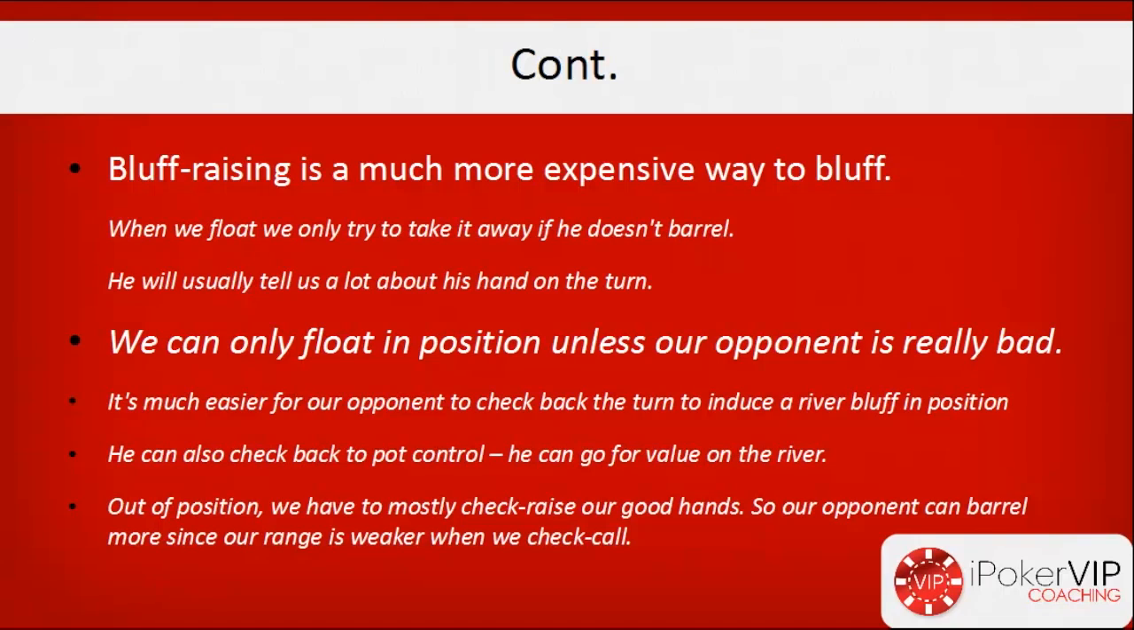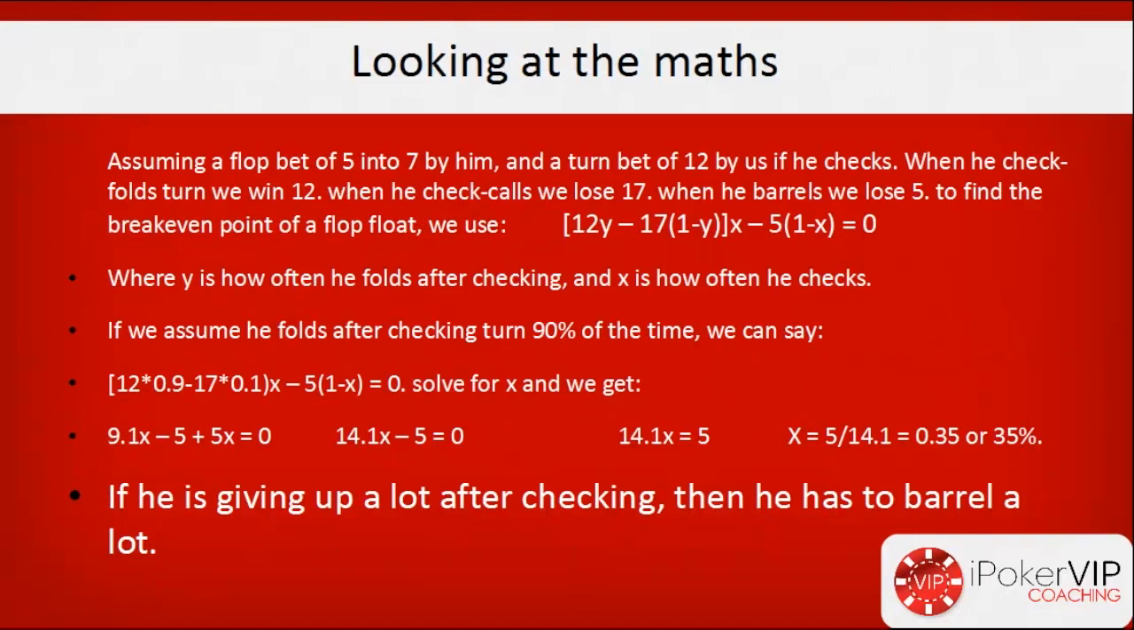So we can float a lot more in position than we can out of position, and it's a really good way of taking down the pot as opposed to bluff raising, where you're going to end up running into the nuts a lot of the time just because his c-bet contains all of his strong hands as well as all his weak hands, whereas when he c-bets and then checks the turn, usually those strong hands aren't going to be in his range.